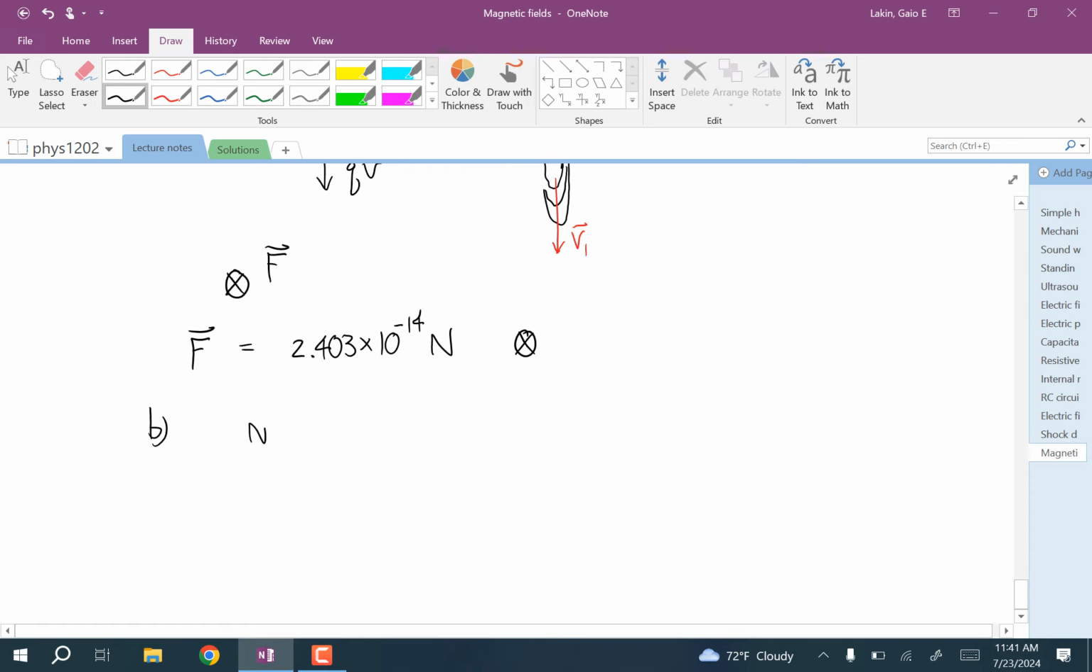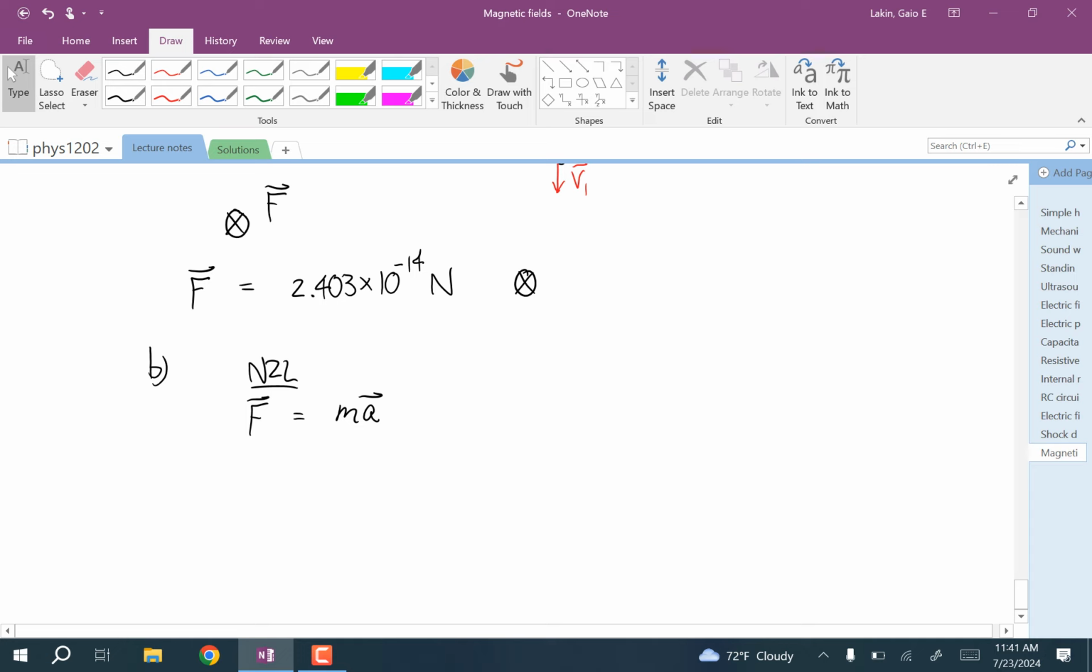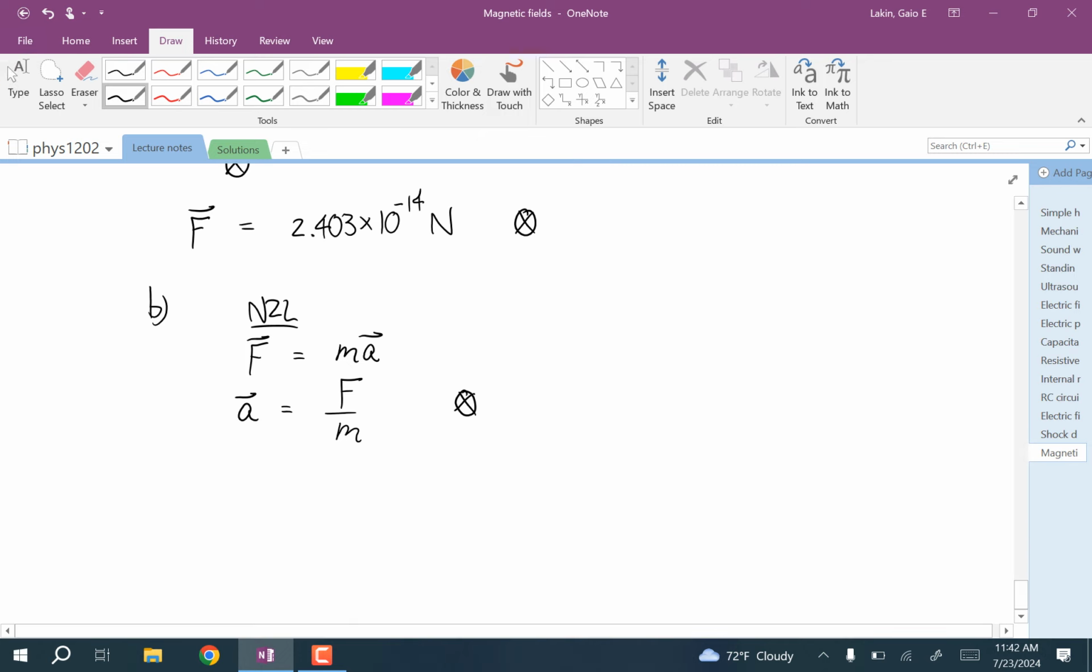Well, we're just going to use Newton's second law. We know that the force vector is equal to the mass of the object times its acceleration. And so we can calculate the acceleration as the magnitude of the force divided by the mass of the electron. And it's still going to be in the same direction as the force. Remember, the acceleration and the total force are always in the same direction.